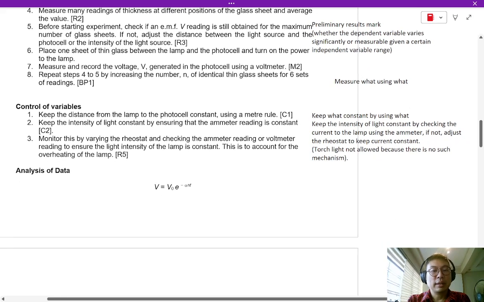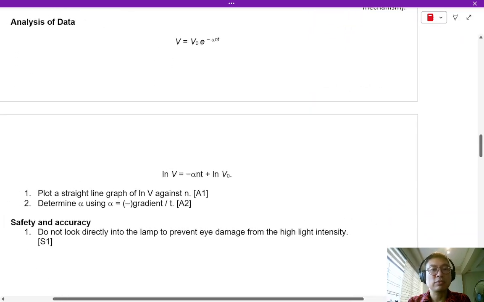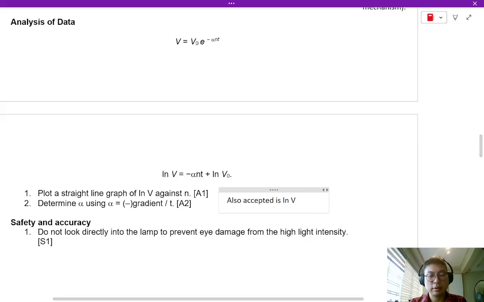Okay, now let's move on to the analysis of data. Given this equation, V equals V naught e to the power minus alpha nT, you can write ln V equals minus alpha nT plus ln V naught. Now, most of you got this correct. Plot a straight line graph of ln V against n. You can also plot ln V against nT.